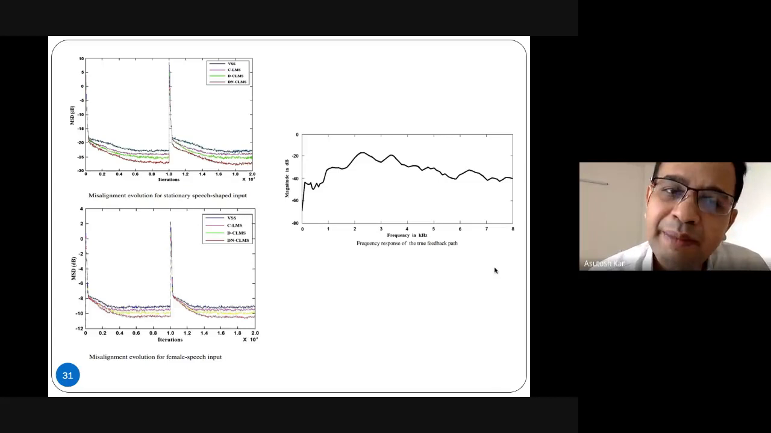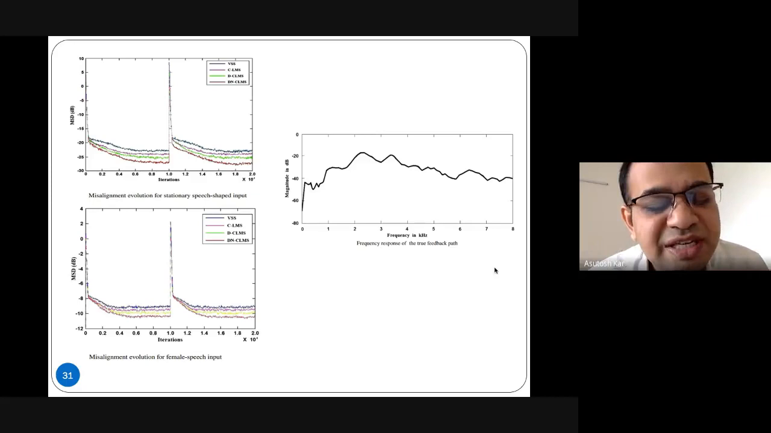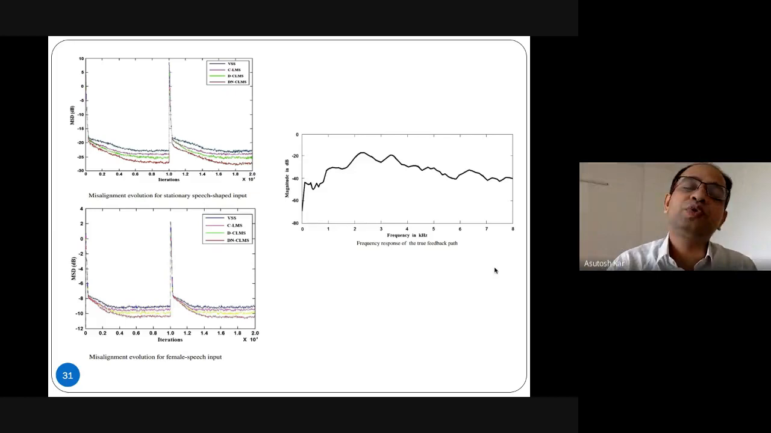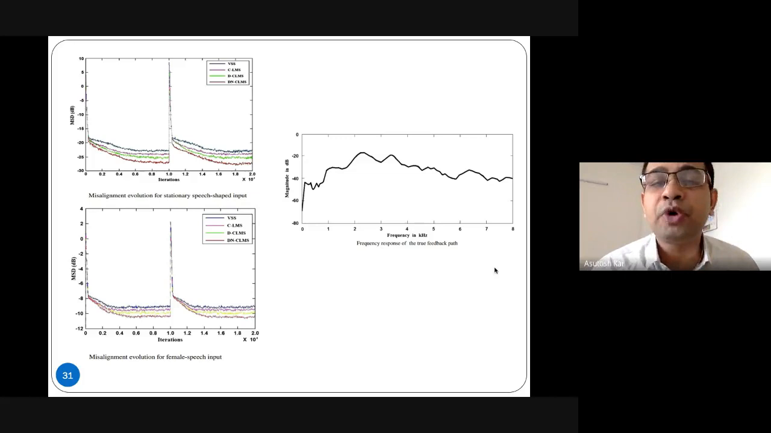And you see, for the proposed technique at two different values for a female speech signal which we recorded, it is far better or improved compared to the existing state of the art. And this research was published in a journal of nearly 4.7 impact factor.